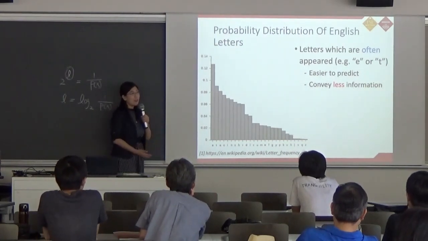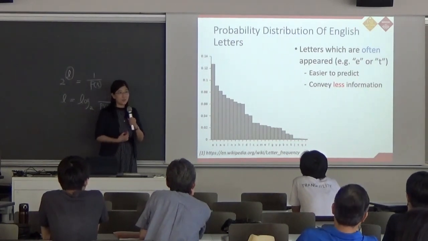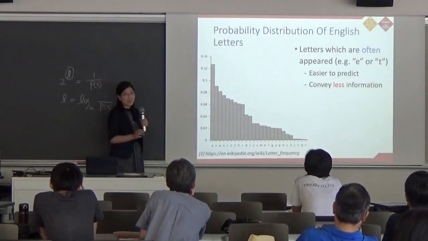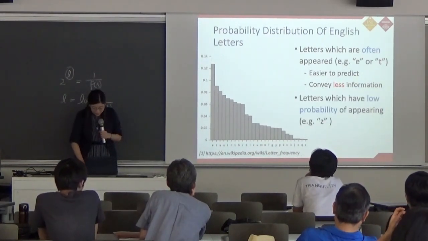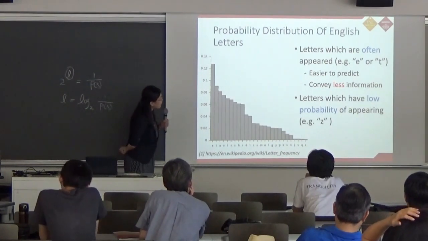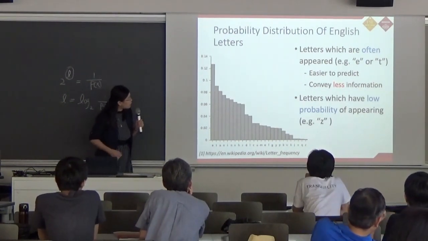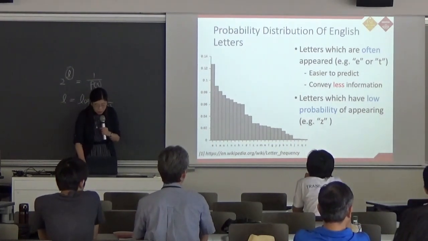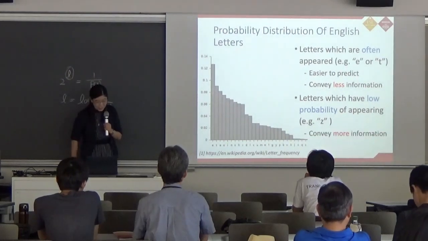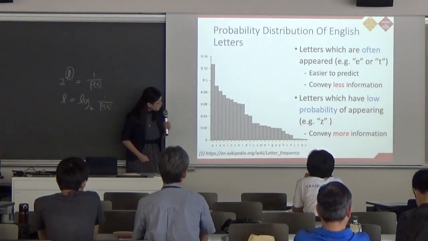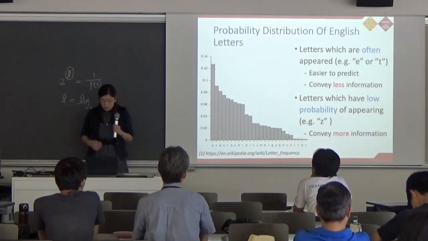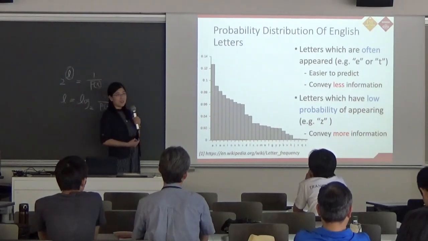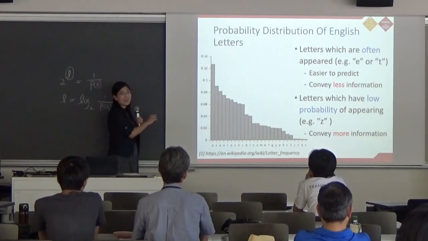Even if those letters are hidden, we can still predict the information of the word, of the sentence, right? But there are some letters which have a low probability of occurrence, for example Q, Z. Those low probability letters typically convey more information. So without them, it is difficult for us to interpret the meaning of the sentence, right?